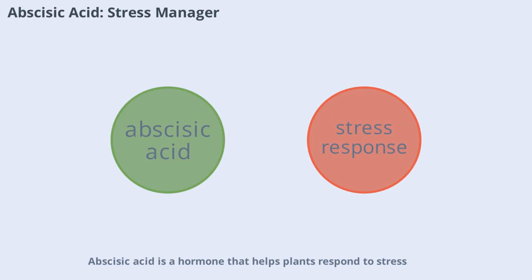Abscisic acid is a hormone that helps plants respond to stress, especially drought. It signals the stomata to close, reducing water loss when conditions are dry. Abscisic acid also plays a role in seed dormancy, ensuring that seeds only germinate when conditions are favorable.